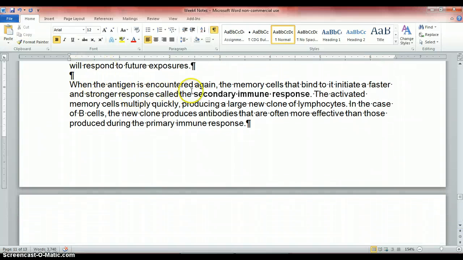When the antigen is encountered again, the memory cells that bind to it initiate a faster and stronger response called the secondary immune response. The activated memory cells multiply quickly, producing a large new clone of lymphocytes. In the case of the B cells, the new clone produces antibodies that are often more effective than those produced during the primary immune response, because they know exactly what to look for. You're probably going to be cloning the better versions, right?